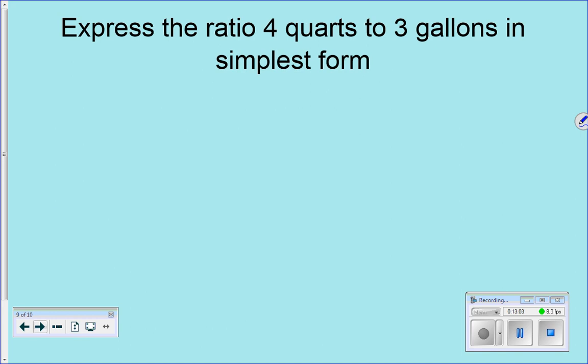Let's do this one. Why don't you do this one by yourself? Express the ratio 4 quarts to 3 gallons in simplest form. I don't care which one you change.